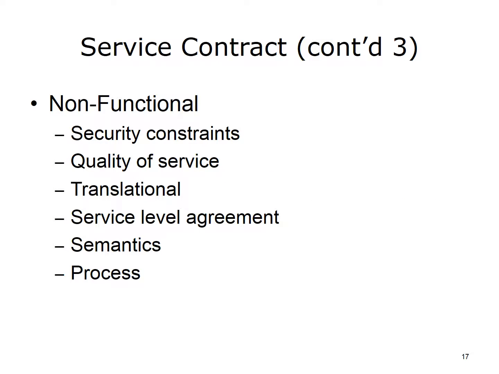Slide 17. The service contract also includes non-functional information like security constraints, quality of service. For instance, is service guaranteed 24/7? Is it up 99.999% of the time? Translational considerations, including translation between different kinds of data and coding systems, service level agreement, semantics, and process.